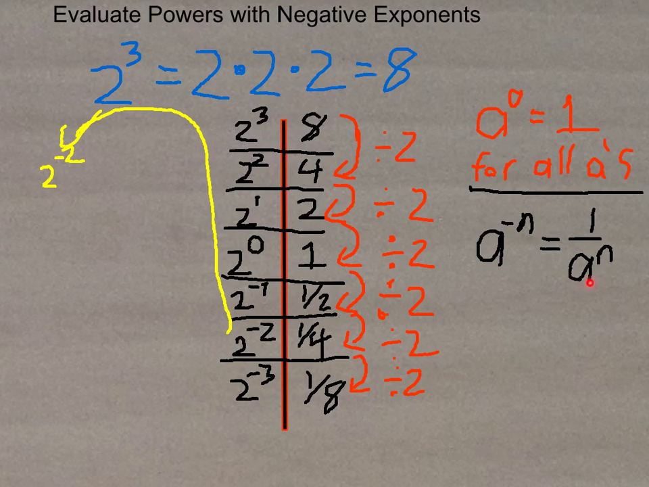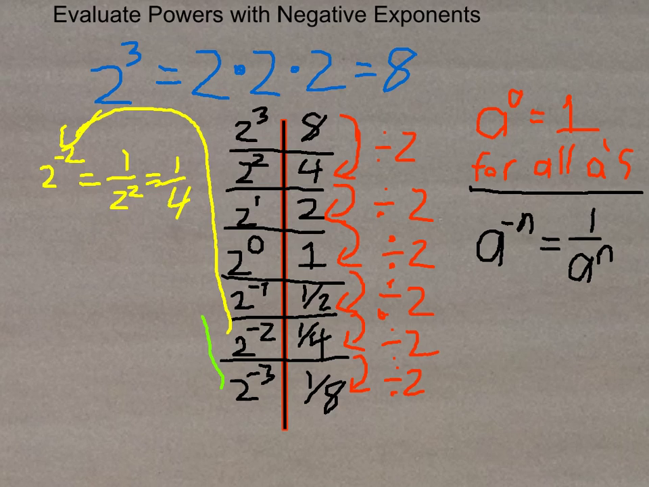My claim, based on what I'm saying over here, is that 2 to the negative 2 should be equal to 1 over 2 to the positive 2. Negative n, negative 2, positive n. We're going to put a positive 2 over here. And we can see how this is true. 2 to the negative 2 is equal to 1 over 2 to the positive 2, because 1 over 2 squared is the same as 1 over 4.